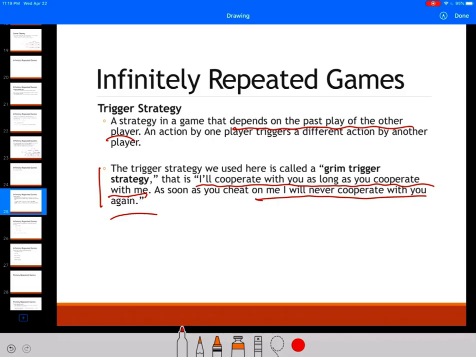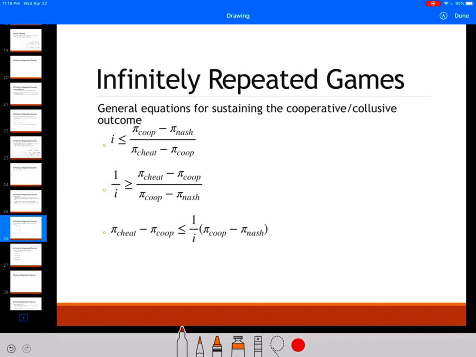Now, typically, if we were in class, I would work through the general form of this type of game. But here are some equations to at least help you as you work through some of these problems, okay? This is a general form, and these are 3 different ways to express the exact same equation. It's a general equation to solve problems where you're looking at maintaining that collusive or cooperative outcome, the non-Nash equilibrium outcome, okay?